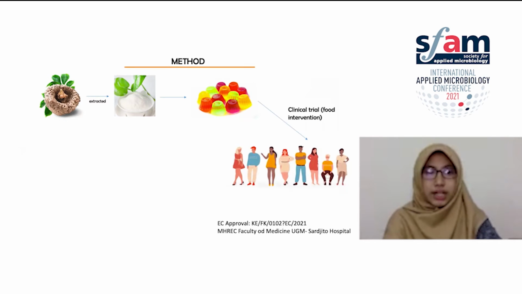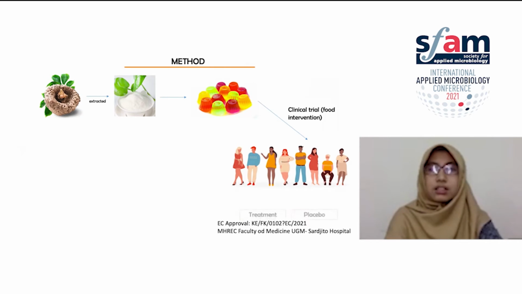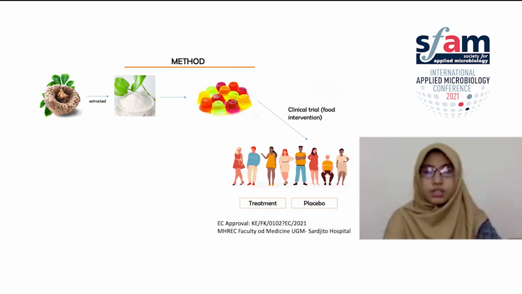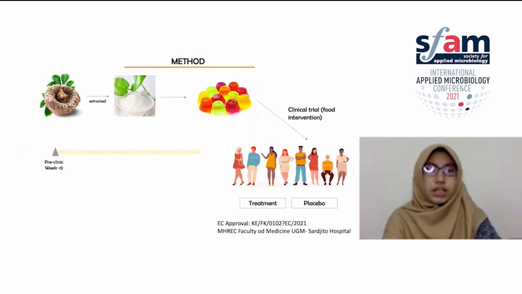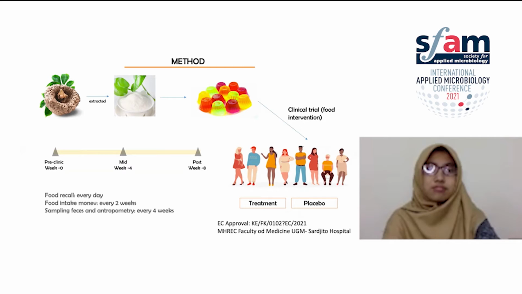This clinical trial will be done randomly, and we will divide the participants into two main groups. The first group is the treatment group, treated with glucomannan porang jelly, and the second group is the placebo group. This clinical trial will be done over 8 weeks: pre-intervention at week 0, then mid at week 4, and post at the 8th week.